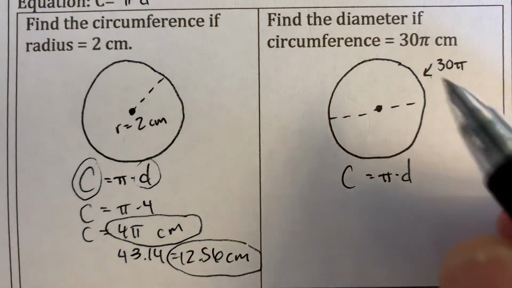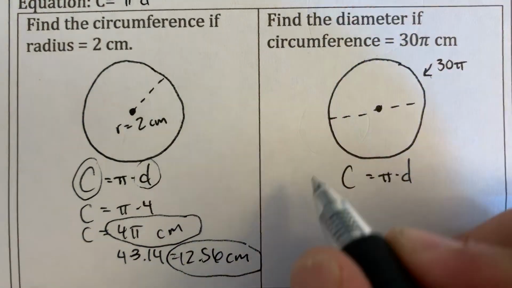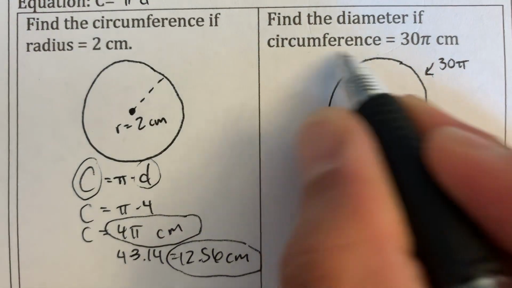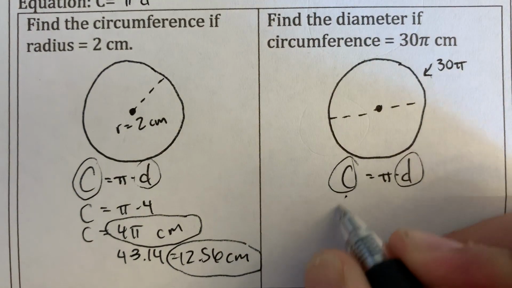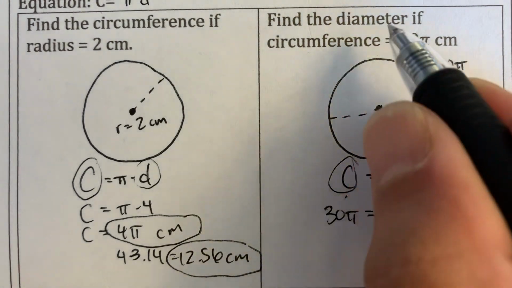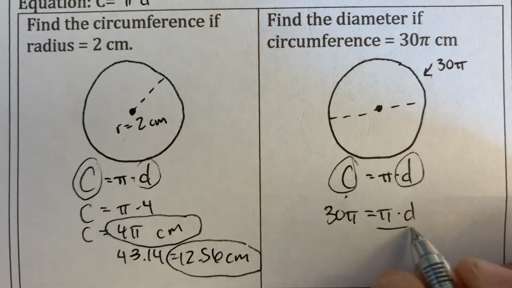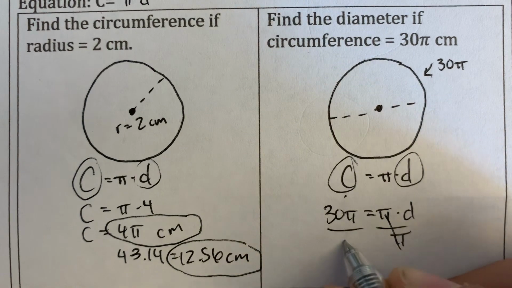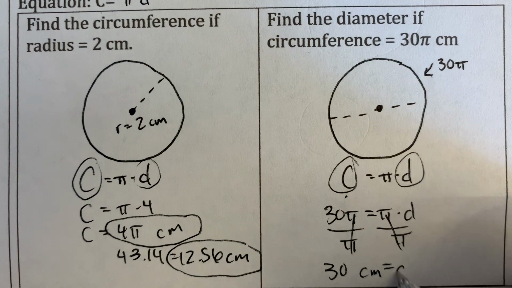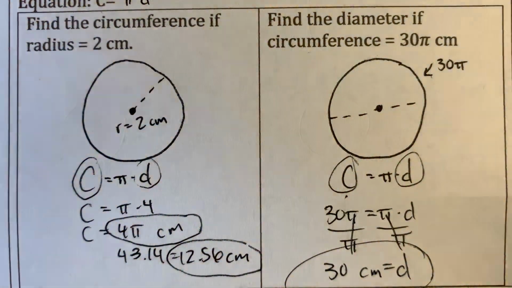Okay, and so for this one, we want to find the diameter this time if we're given the circumference. So nothing changes, right? We're still using this variable, still using this variable, and so this time it gives us our circumference of 30 pi, so we'll put that in the c spot, 30 pi equals pi times, and then our diameter, right? That's what we need to find, so we're just going to leave that as d. We solve for the variable, divide both sides by pi to get this by itself, and we end up with 30 centimeters equals the diameter. No problem.